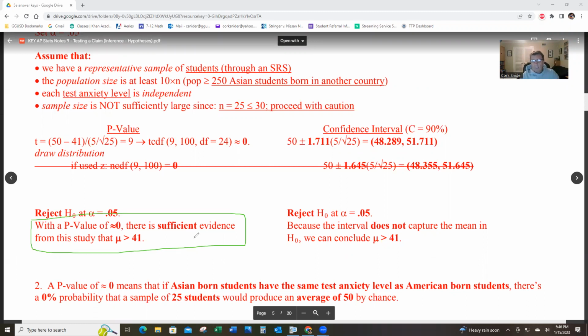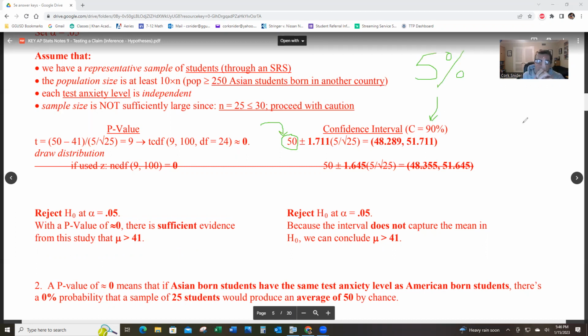Now, there's another way to prove that the anxiety for that subgroup of kids is higher than the American-born kids. It's to do a confidence interval. We've done this before. Confidence intervals was chapter 8. For the confidence interval, you are going to start with the X bar right here. That's X bar. And then we're going to do a 90% interval. Why 90%? There's a reason why. We chose alpha of 5%, or 0.05. I'm going to write that right here.